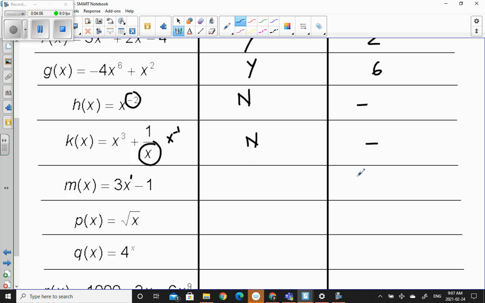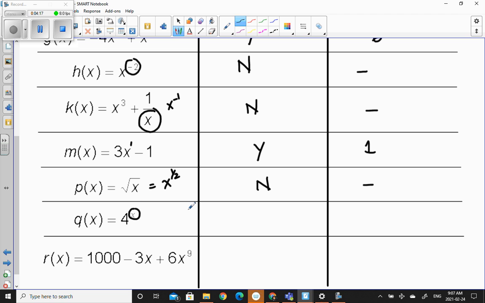Here, the degree is 1. So it is a polynomial function. This is x to the power of 1/2. It's not. This one has x as the exponent. It's not a polynomial function. And this one here, the degree is 9. And yes, it is a polynomial function.